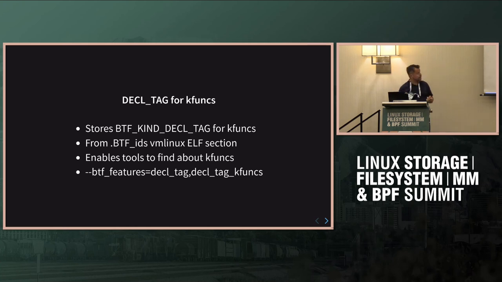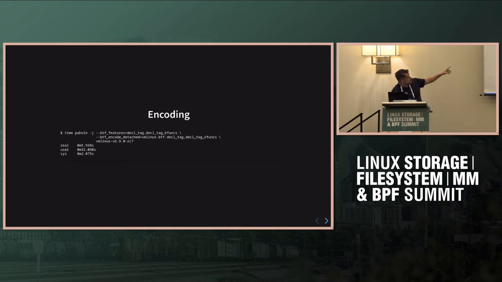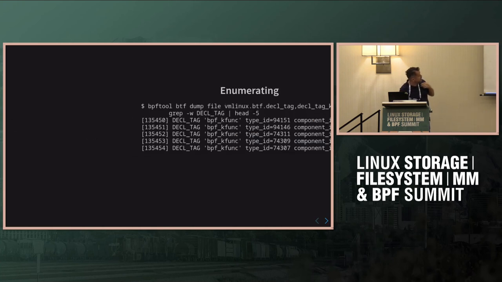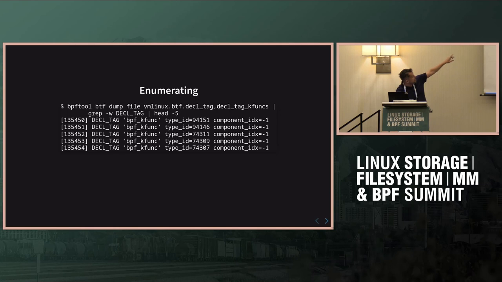I'm going to show you. So encoding it, you do the BTF features and decl tag kfuncs, encode it, detach it, generate it. And then enumerating, you do bpftool btf dump. You dump the tags on this BTF file. And then you're going to get things like this, the bpf_kfunc and the types.